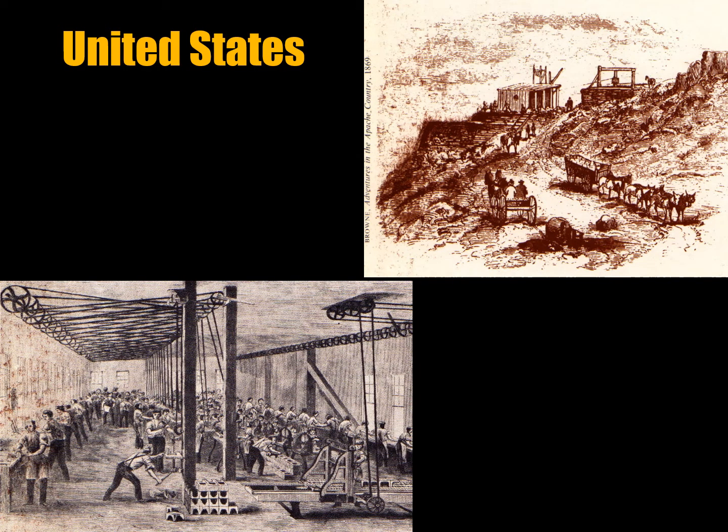The United States followed a similar path of development. Here you can see a Boston sewing machine factory and a mine in Kansas. The US was also very decentralized, and there was no expectation that it was the government's job to arrange for industrialization.